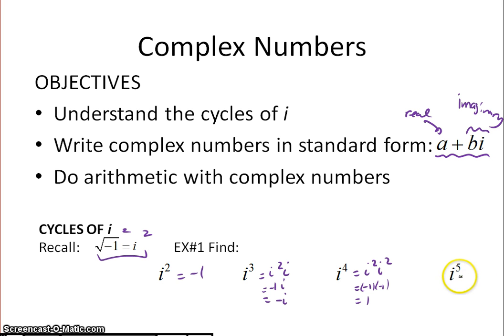And then once we get to i to the fifth, that's i to the fourth times i. i to the fourth is 1, and i, well, that's just i, so i to the fifth is i. So we're back to where we started with i. So if we go to i to the sixth, it's going to be equivalent to i squared, and i cubed, and so on. So it just keeps cycling around, so it doesn't actually get any higher, just i, minus 1, minus i, 1, i, minus 1, minus i, and so on. Those are the cycles of i.